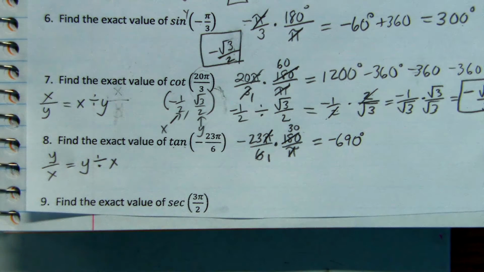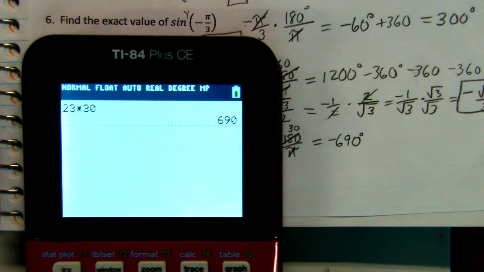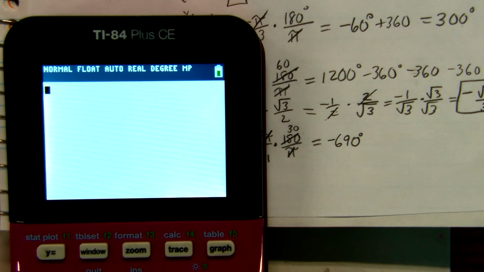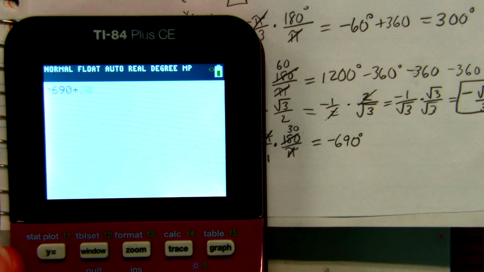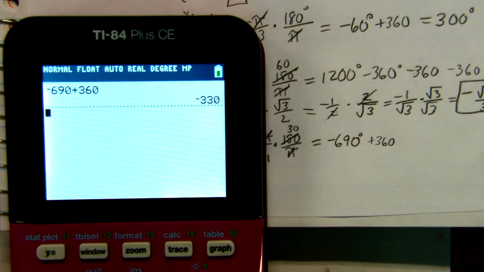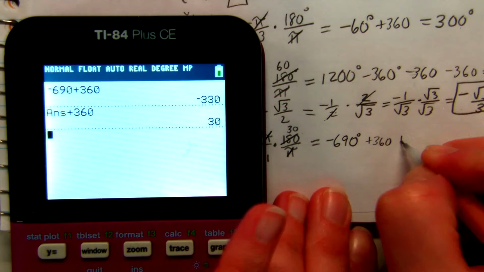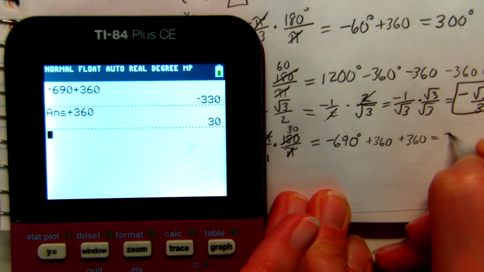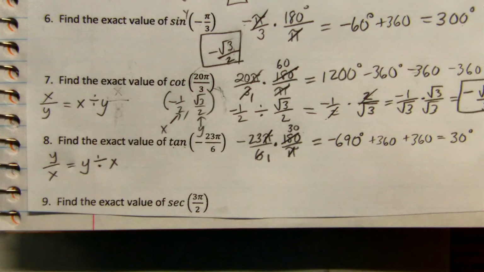At least it's in degrees now. We don't have pi's. It's a little easier to work with. So I have negative 690. What are we going to do with it? Add 360. Add 360. It's still not positive. So we're going to do it one more time, and then it's going to be nicer. It's just 30 degrees. So then I'm going to go up here to 30 degrees.